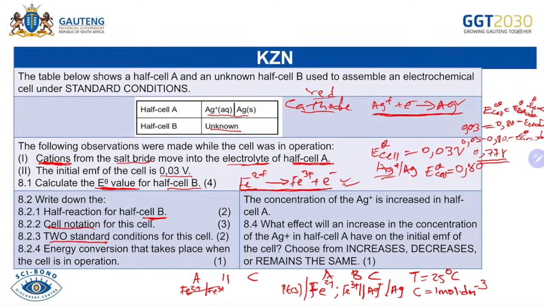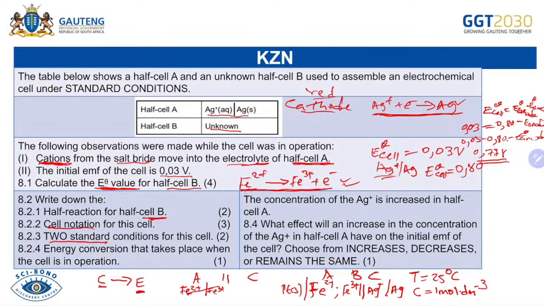Energy conversion for galvanic cell. Remember here we're producing electricity. So we are saying from chemical energy to electrical energy. In full, please, you write energy conversion is from chemical energy to electrical energy. Then look at how many marks you are collecting.